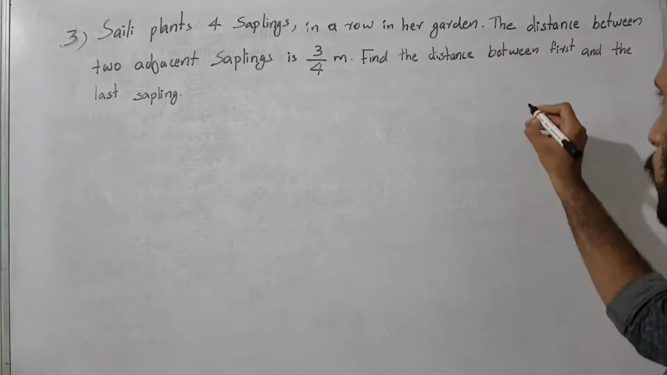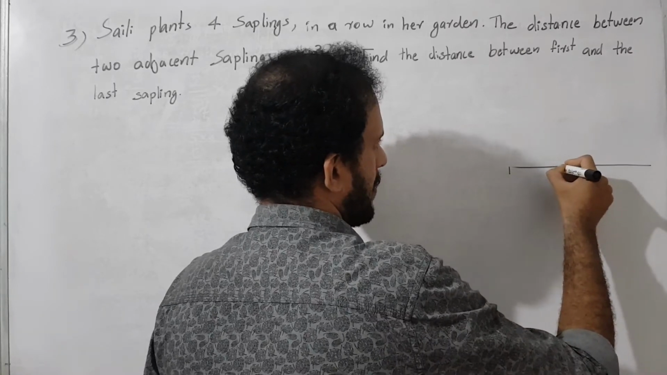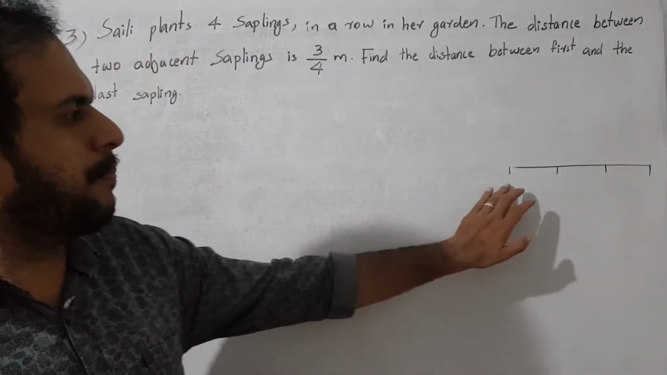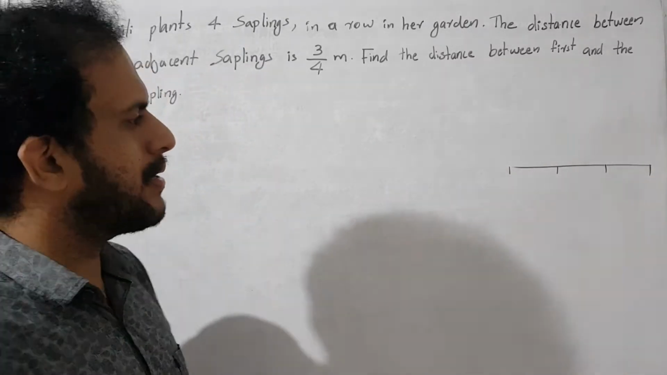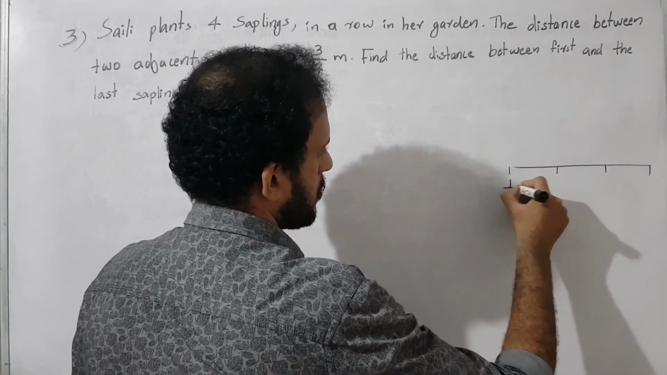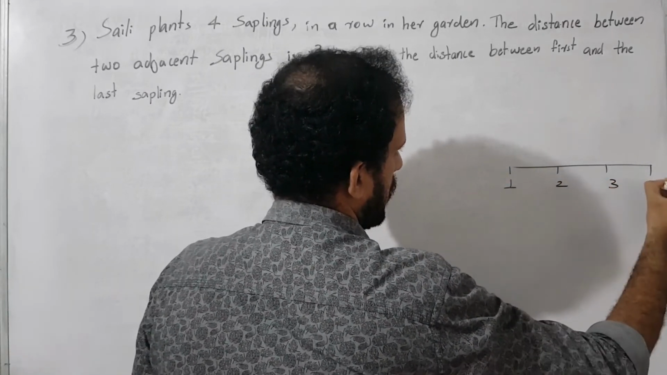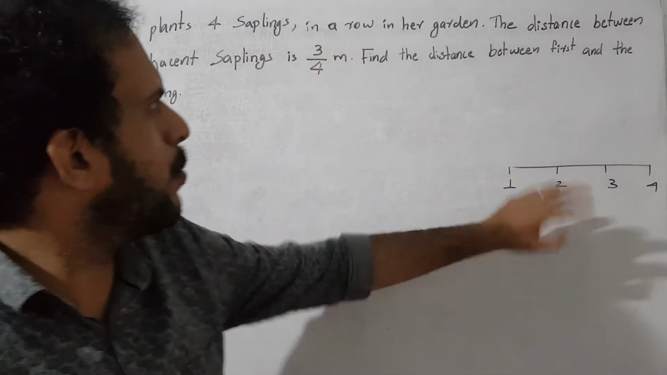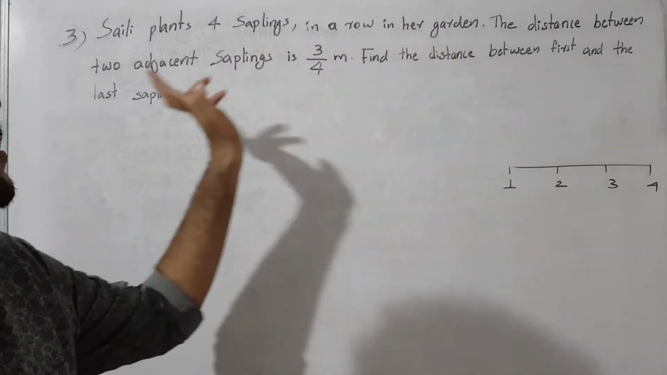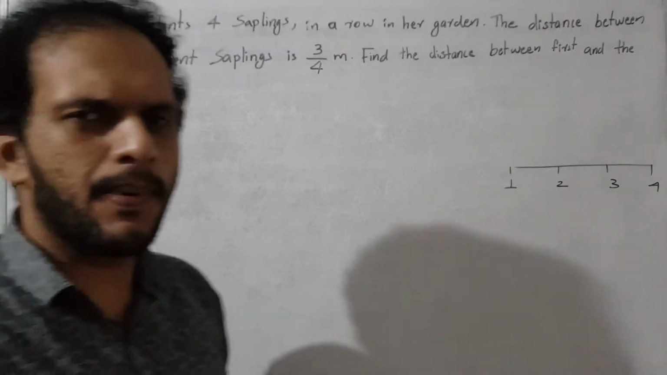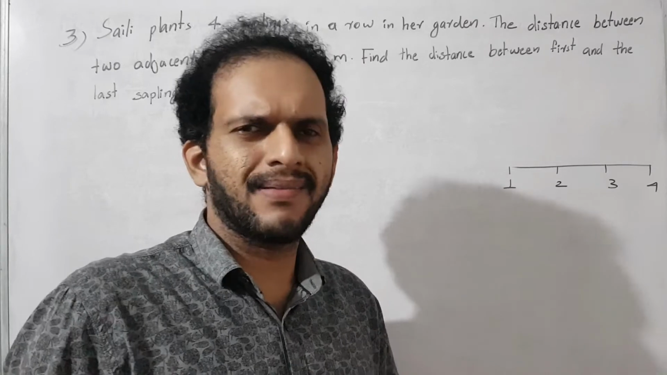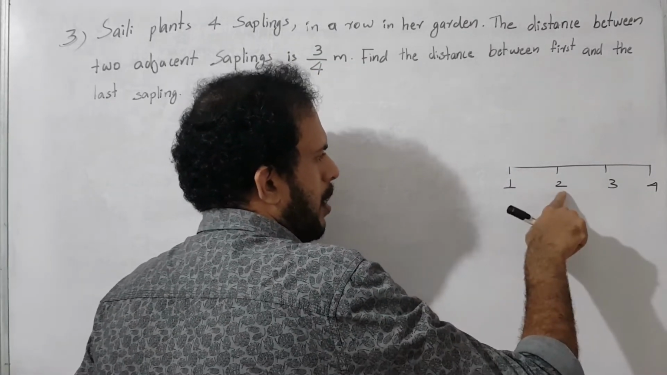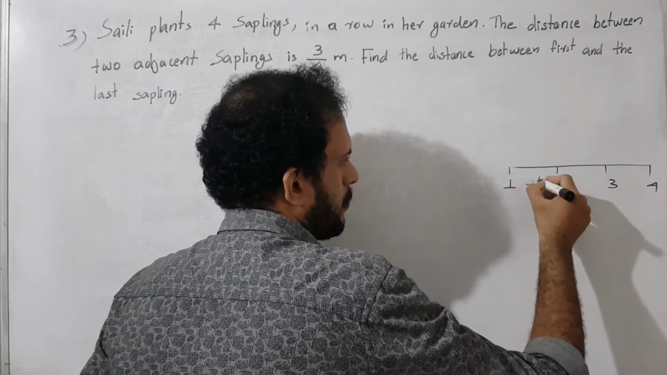Okay? Then in a row, first one, second, third and fourth. Correct? The 4th sapling. Then what is the distance? Okay, the first, second, third and fourth. Then what is given next? There are 4 saplings in a row in the garden. The distance between 2 adjacent saplings. Adjacent sapling means അടുത്തടുത്തുള്ള 2 ചെറിയ ചെടികൾ തമ്മിലുള്ള ഡിസ്റ്റൻസ് എത്രയാണ്? 3/4. The distance between 1 and 2 is 3/4.